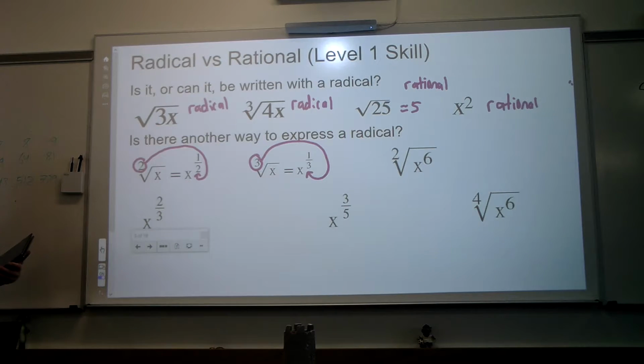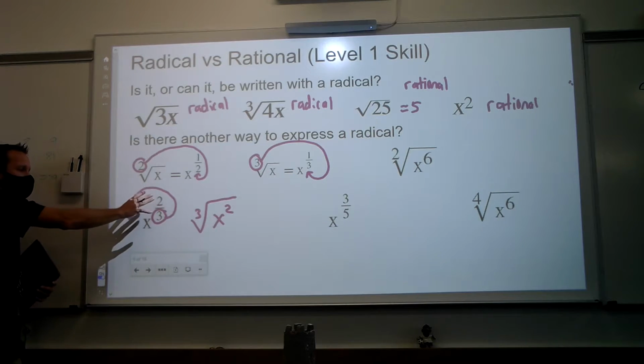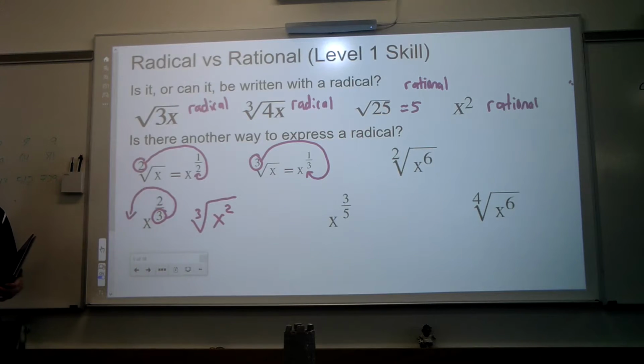Okay? So, for example, x to the 2/3. That 3 is going to become the index of a cube root. So I'll write the cube root of x squared. Do you see how I converted that from this form into a radical? Now it has a radical sign, so how do we label it?